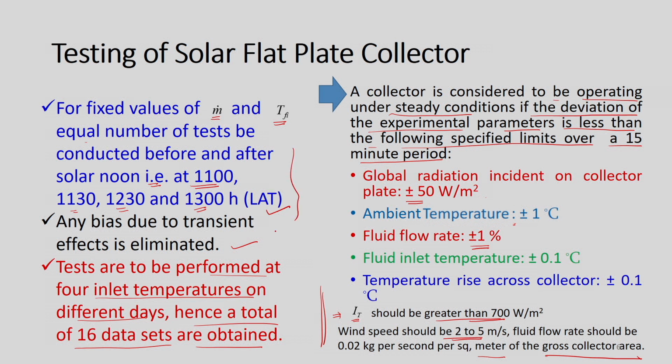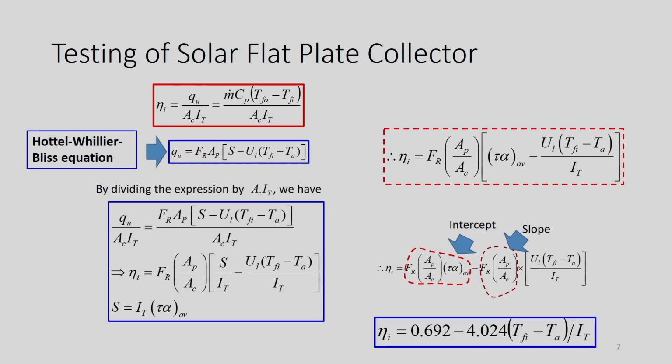time mentioned here, right. Now, if I am interested to know the efficiency of the collector, then straight away you can use this expression, eta I is QU by AC into IT, right. So, QU is the useful heat gain, AC is the collector area, and IT is the total solar radiation which is falling on the collector, right. And QU is nothing but M, the mass of the fluid which is flowing, and Cp is the specific heat of the fluid, then fluid outlet temperature minus fluid inlet temperature, divided by the collector area into IT, right.